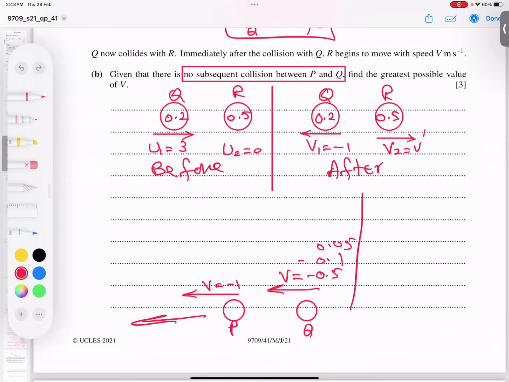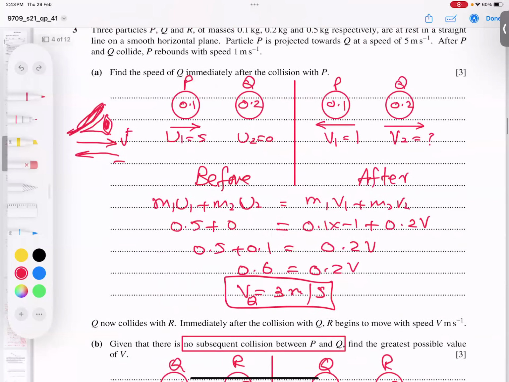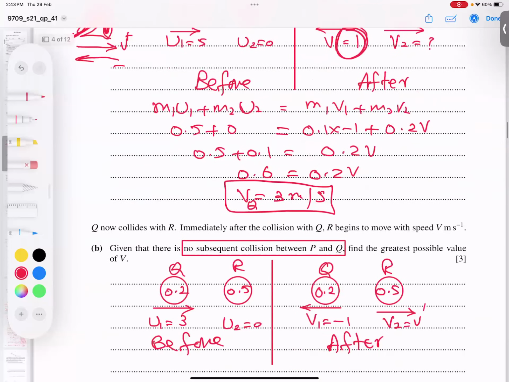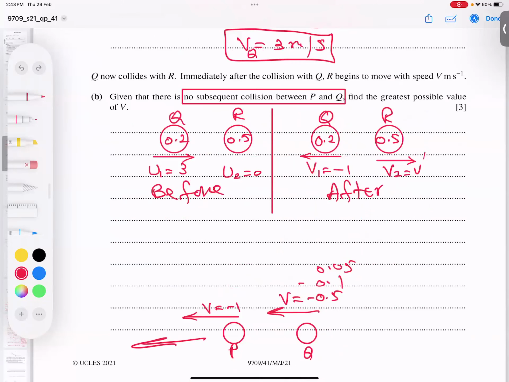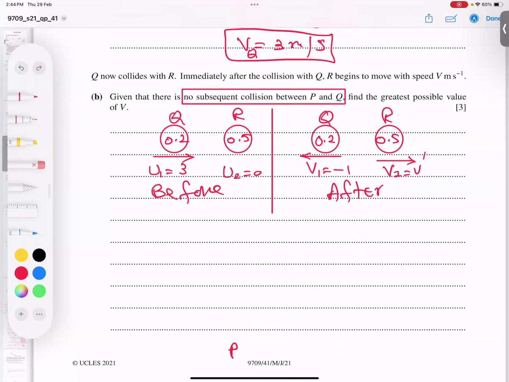The highest possible number for this depends upon the P velocity. For example, if this is -2, then this must be -2 here. The logic is very clear, because if they go back, they must not hit. He said no collision must be there. So that is why, I hope, the point is very clear. And now I'm going to finish the question.